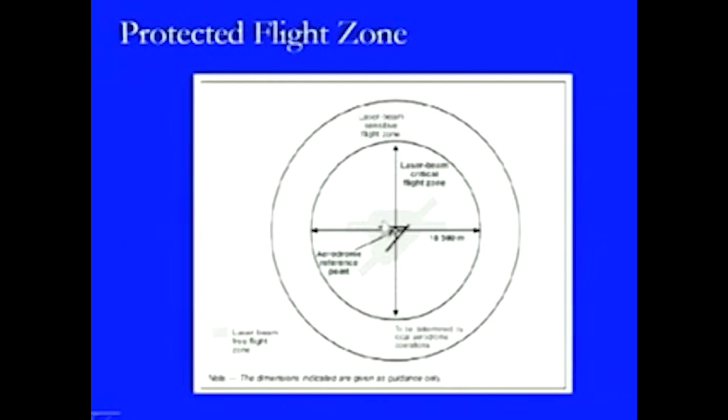So, these need to be determined for the local aerodrome operations, and this particular area which is shown by this gray color on this side is a laser beam free flight zone. So, this is free, this is critical and this is sensitive.